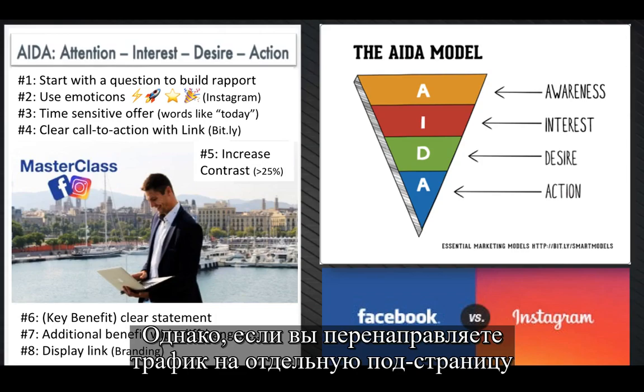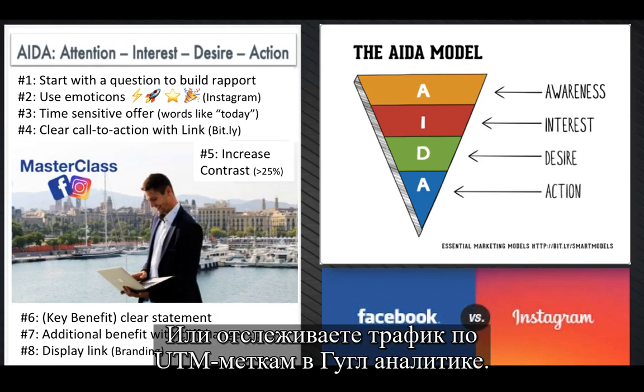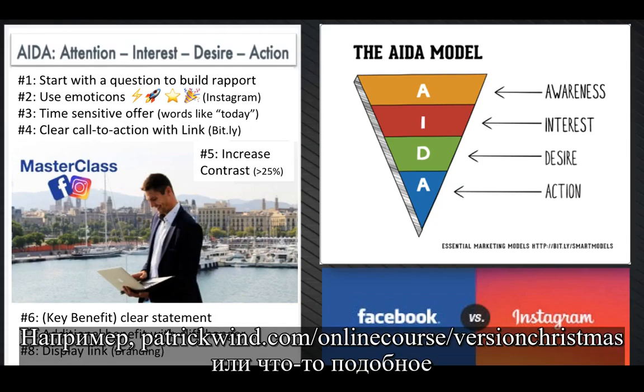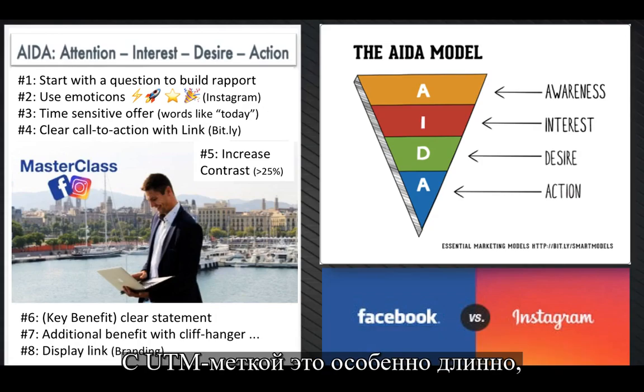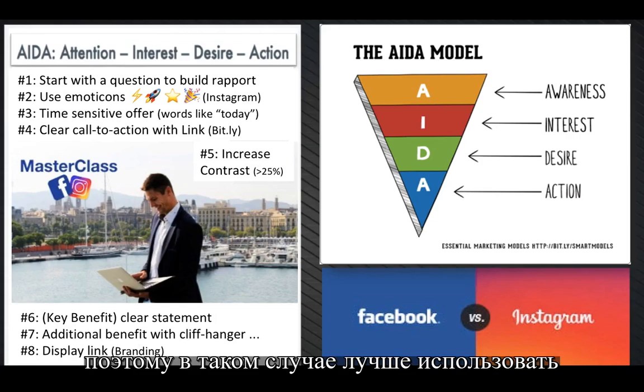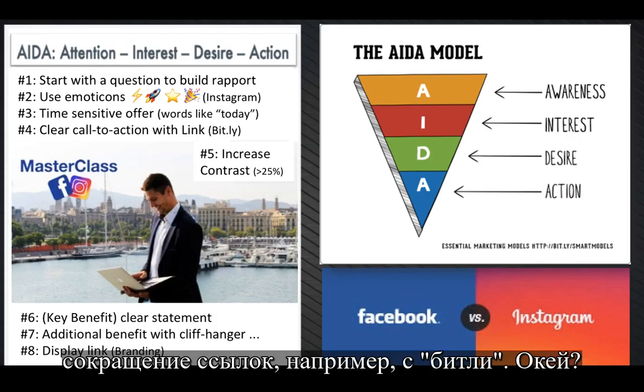However, if you want to send them to a specific subcategory or use UTMs for tracking them better in Google Analytics, for example, patrickwind.com/online course/version Christmas or whatever, and then a specific UTM, that of course does not look good at all in the copy if it's super long with the UTM. Therefore, in those options, you could work with link shorteners, for example, with Bitly.